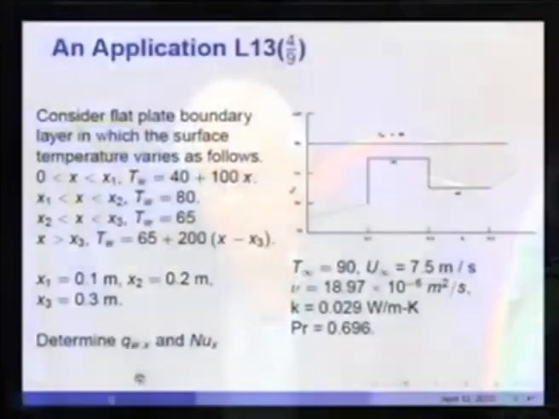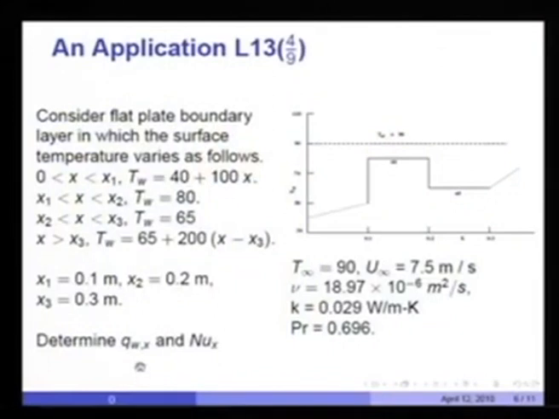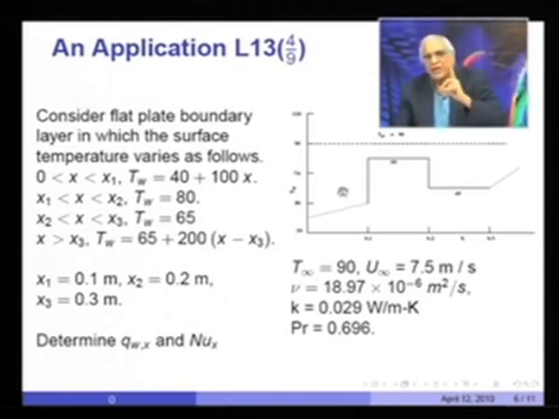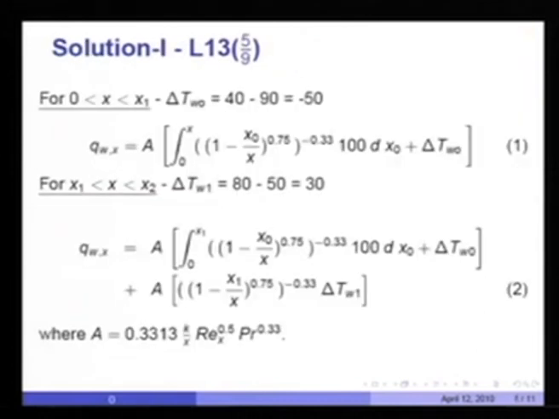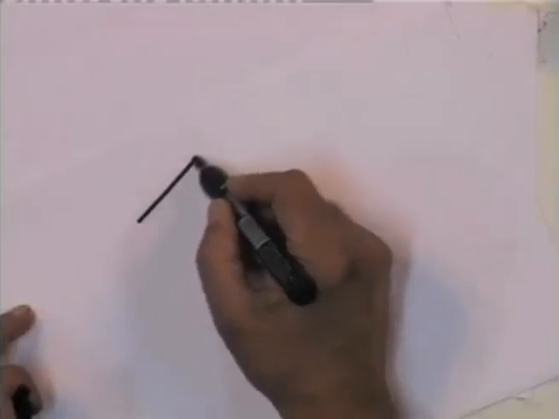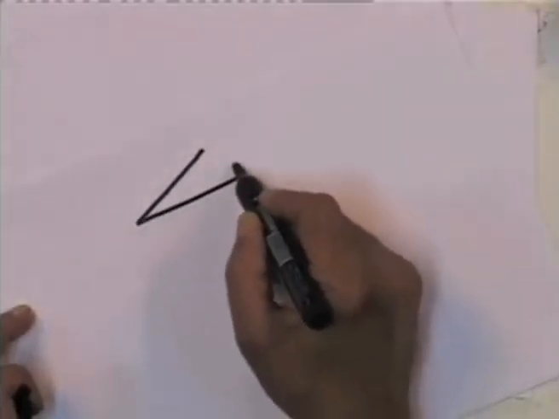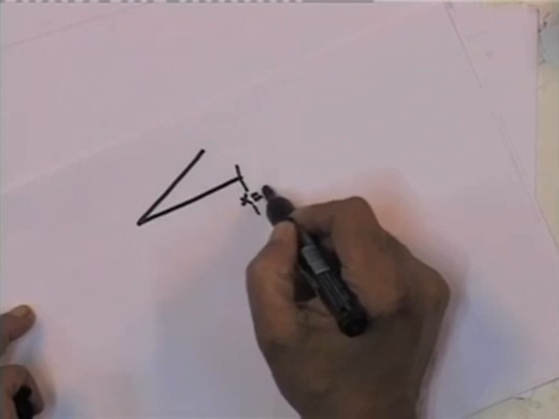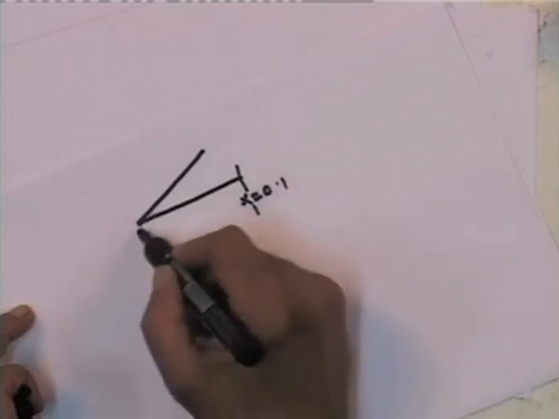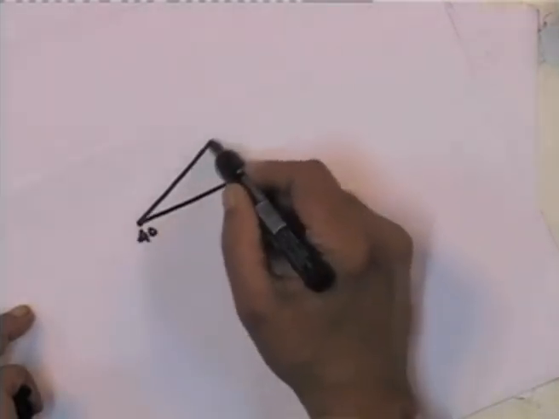So, our task is to determine how the wall heat flux and the Nusselt number would vary with x in response to such a variation of wall temperature. And all we know is, for a single step change, how the heat transfer coefficient should vary. For 0 to x1, the temperature varies like this. This is x1 equal to 0.1 meters. So, the temperature is 40 and it goes up to 50.